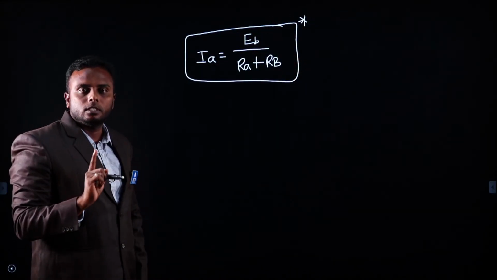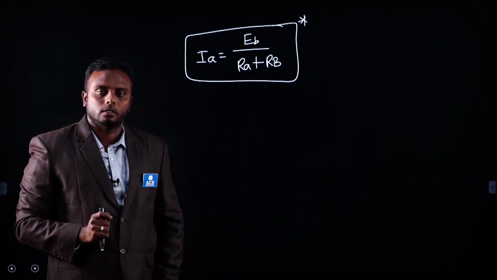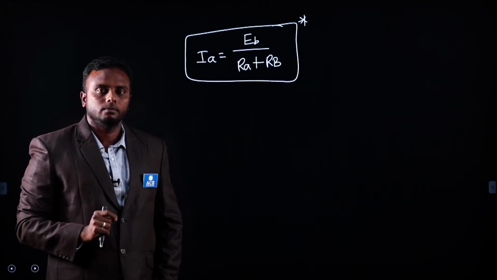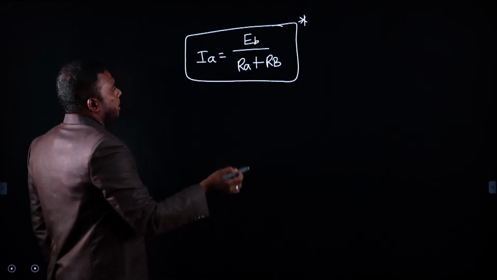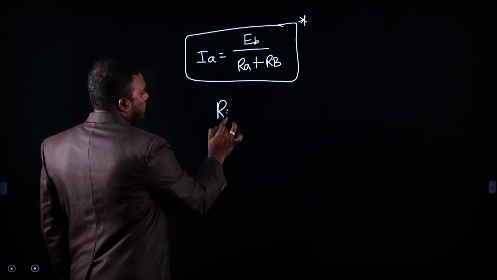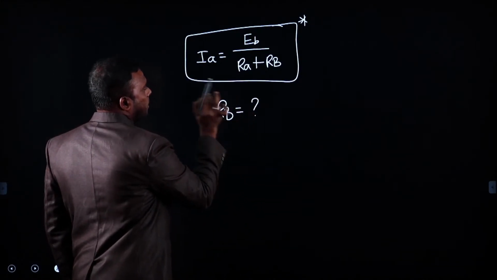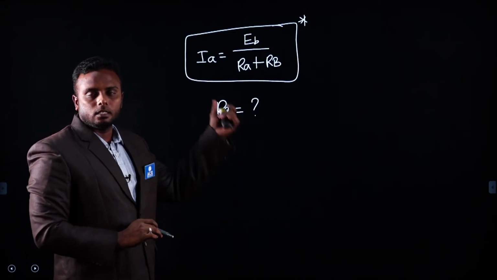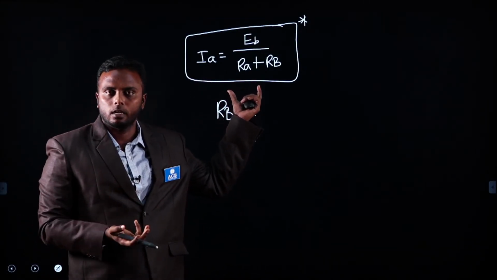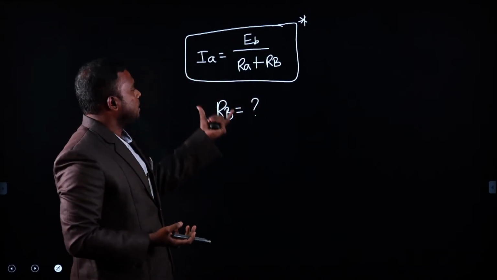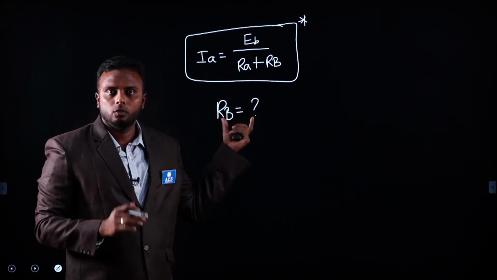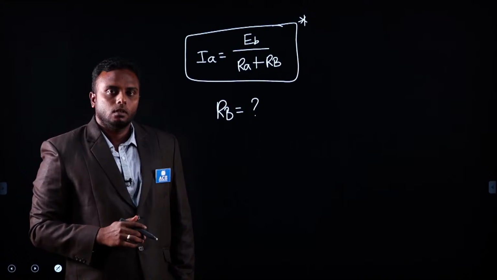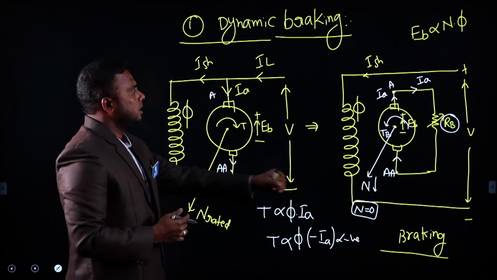This is the armature current equation during dynamic braking. So these current equations are important in every braking method. From here only we get questions. Now you may get a question: how much braking resistor is required in order to limit the armature current to some 10 amperes or 20 amperes, like that? How much resistance is to be added during this dynamic braking? So this is one type of question.